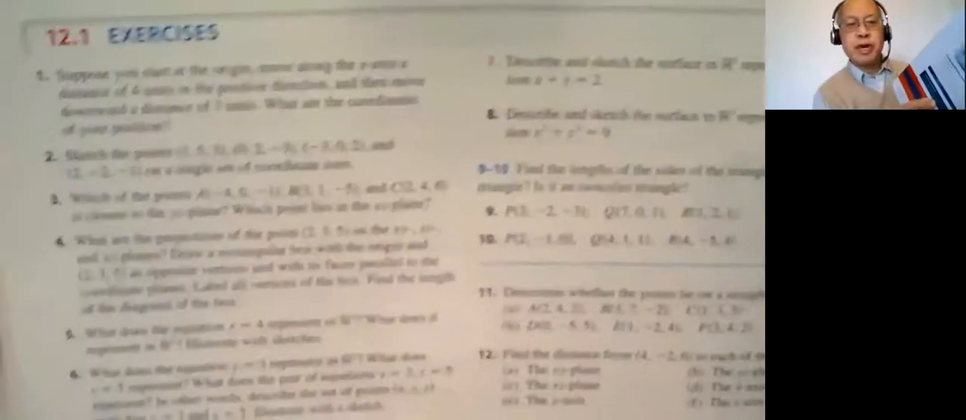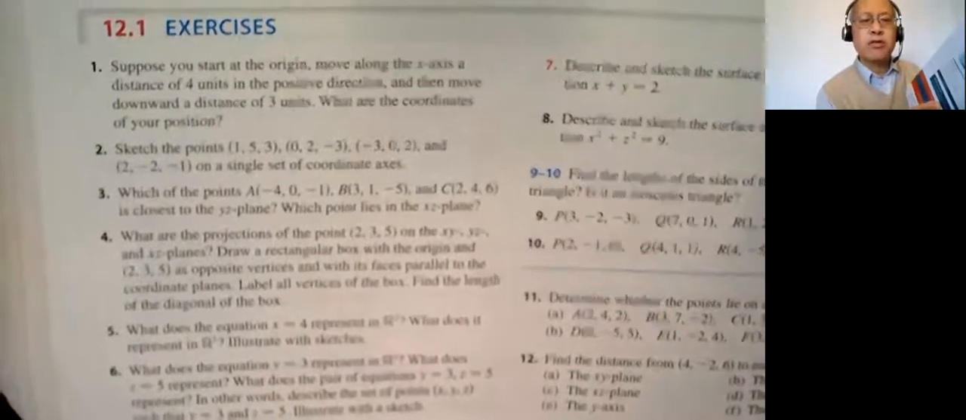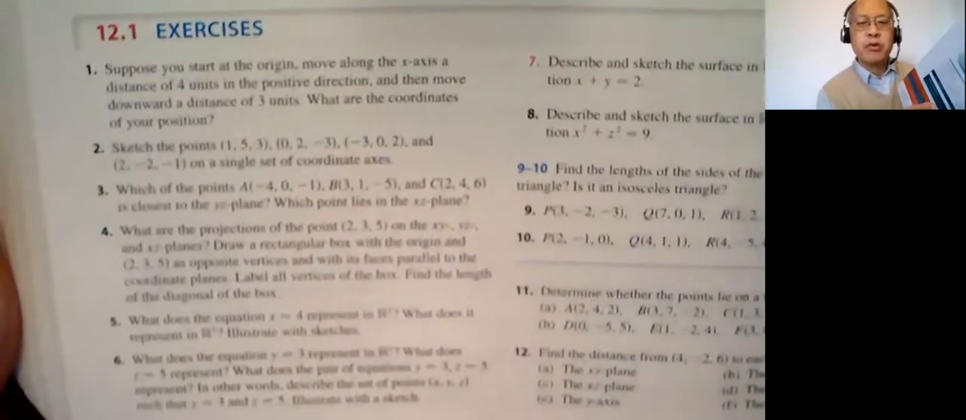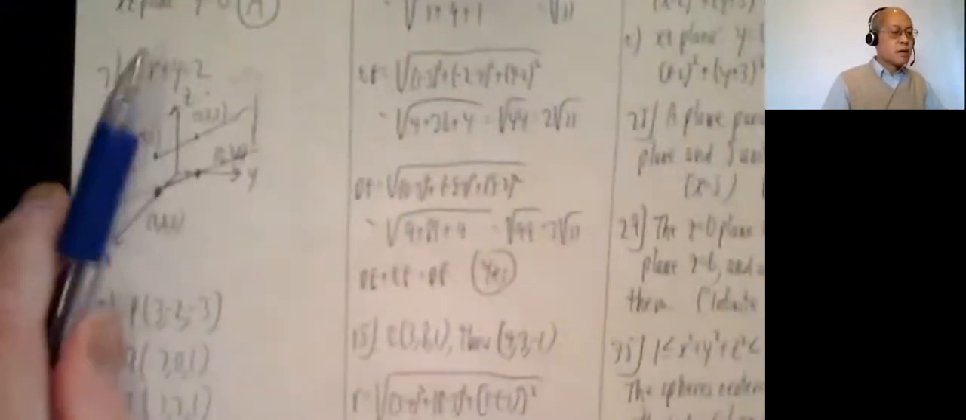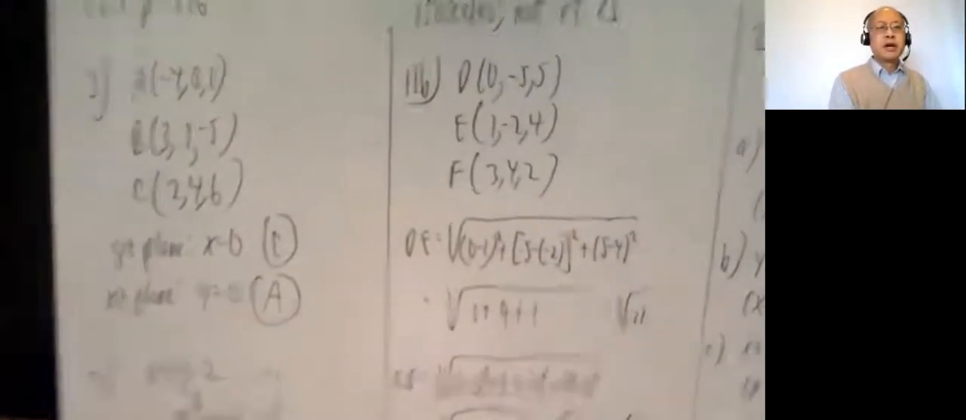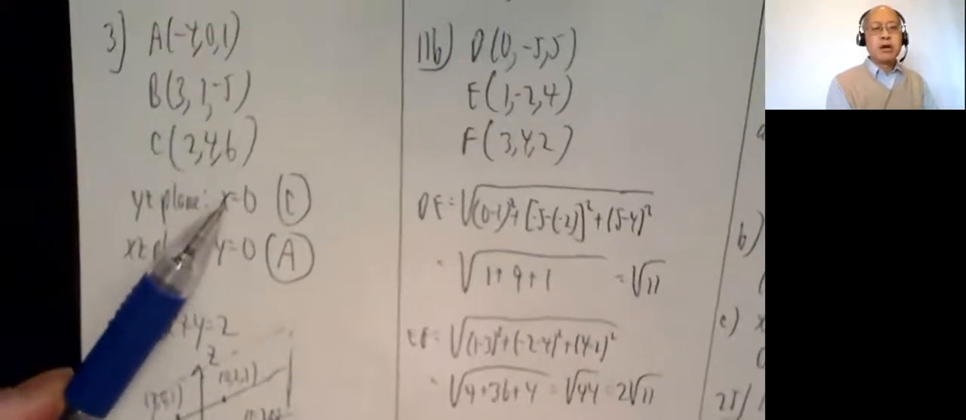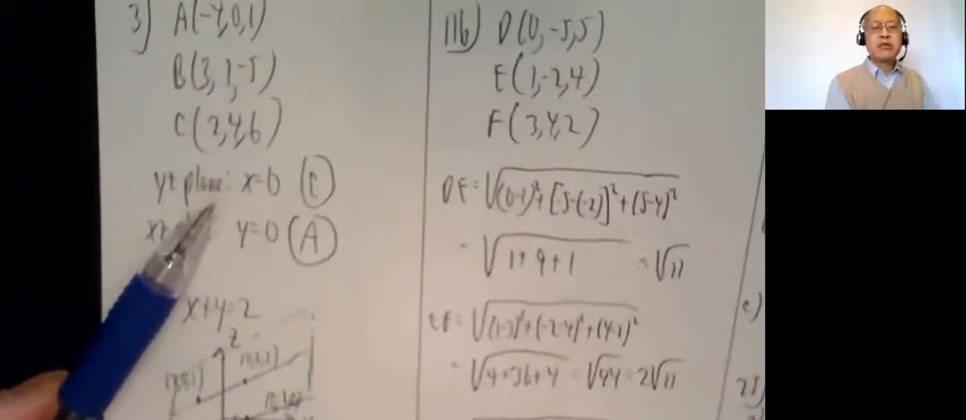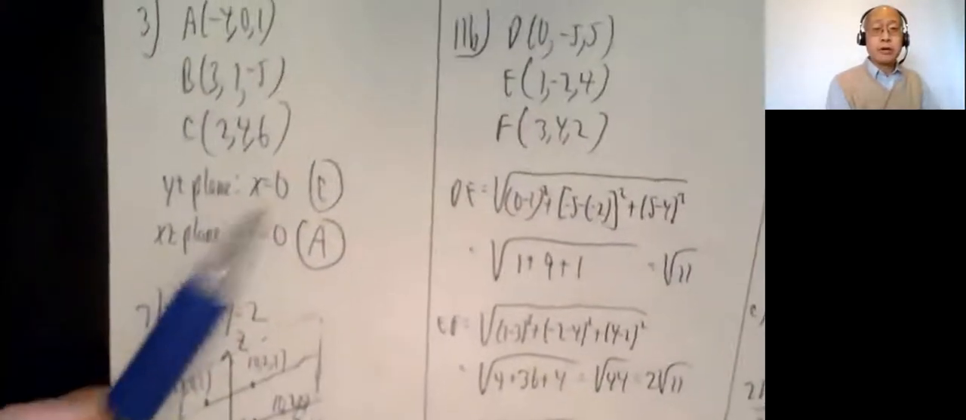Okay, problem 3. Which of the points A, B, and C is closest to the YZ plane, and which point lies in the XZ plane? Okay, so what does that mean? So here are the given points. The YZ plane means x = 0. Which one is closest to x = 0? It really means look at the x coordinates and which has the smallest absolute value.